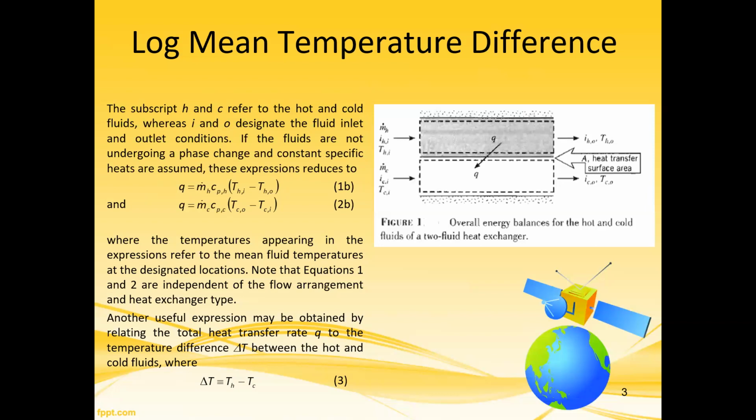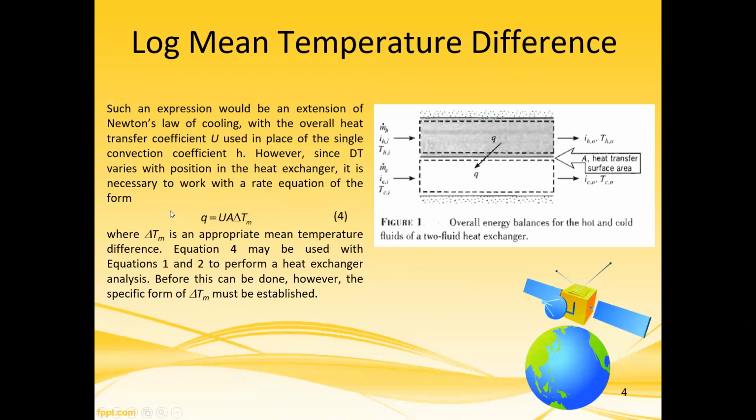Another useful expression may be obtained by relating the total heat transfer rate q to the temperature difference between the hot and cold fluids, where delta T is the temperature of hot minus the temperature of the cold. At this point, T_h,i minus T_c,i. Okay, at this point naman, T_h,o minus T_c,o. Yan, may difference siya. That is, times mo yung value niyan, yung heat transfer coefficient, so makuha mo yung heat transfer. Such an expression would be an extension of Newton's law of cooling, where the overall heat transfer coefficient U is used in place of single convection coefficient h.